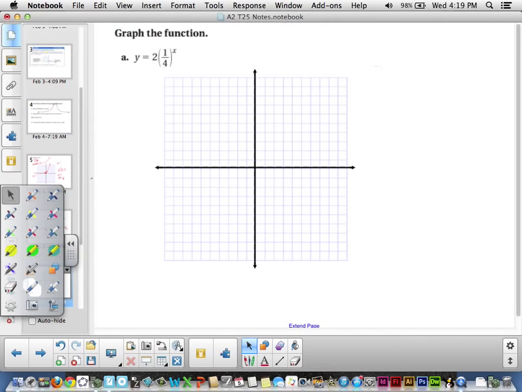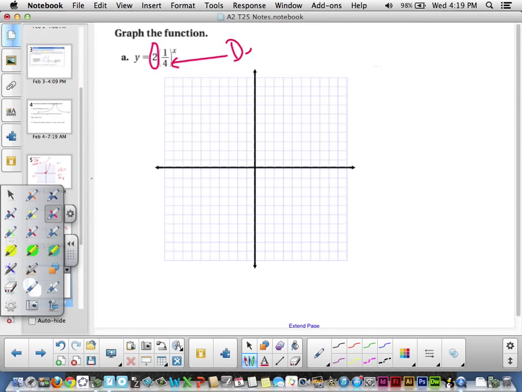All right. Take a look at this example. Find your starting value. Is this growth or decay? How can you tell? It is growth. It is decay. Sorry, pardon my mistake. It is decay because our ratio is less than 1. So this is going to look like this. It's going to start high and level off. So our starting value is 2.